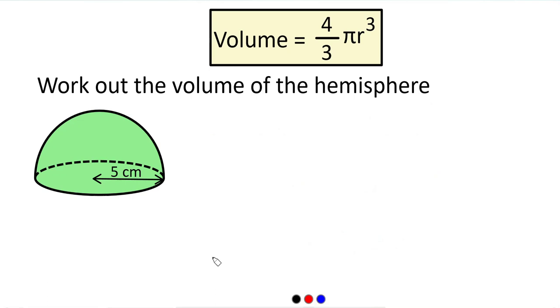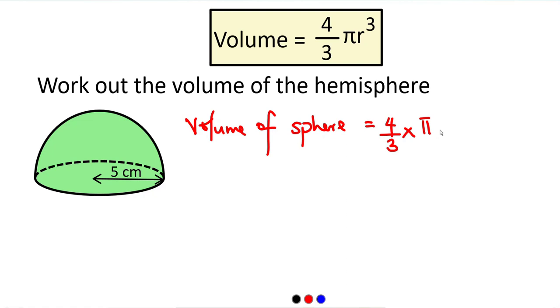The next question, we have a hemisphere. A hemisphere simply is half of a full sphere. So it makes perfect sense that if you have to find the volume of a hemisphere, you first calculate the volume of a sphere. So let's do this together. The volume of the sphere, that's the complete 3D sphere, will be calculated by 4 over 3 times pi times the radius, which is 5 cubed.